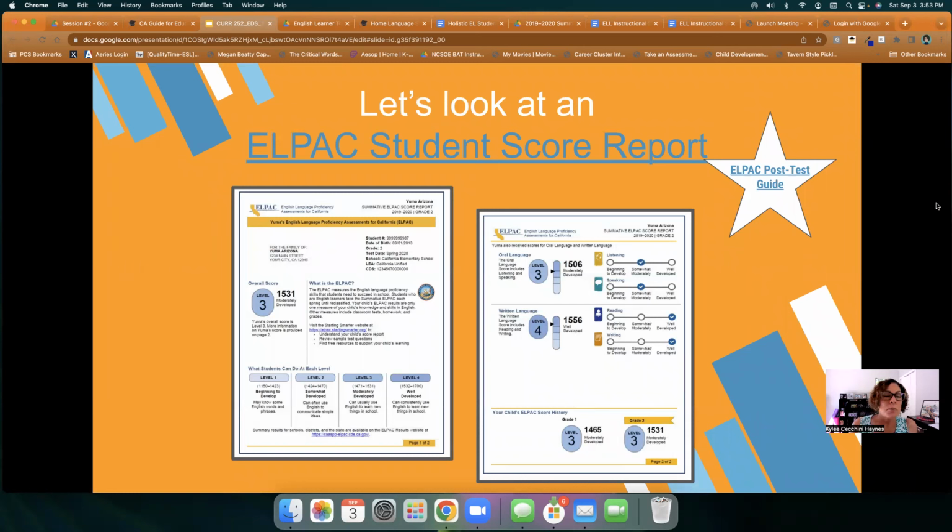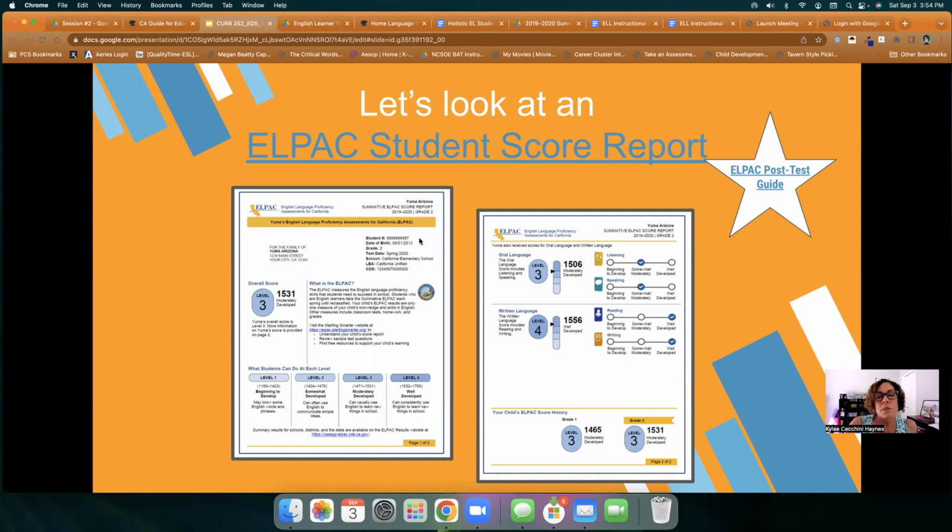All right, so here's a look at a report. This is a pretend report on the LPAC website. If little Yuma, Arizona, who's in 2nd grade, her parents would receive this report. And you'll notice at the top is the name of the student. This is a summative LPAC score report, not an initial, it's the summative, which is, again, every spring, what they take. And this is for 2019-20. And she was in grade 2 when she took the test. Okay.